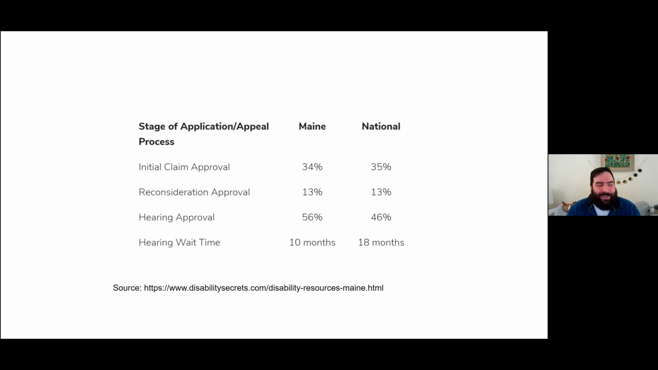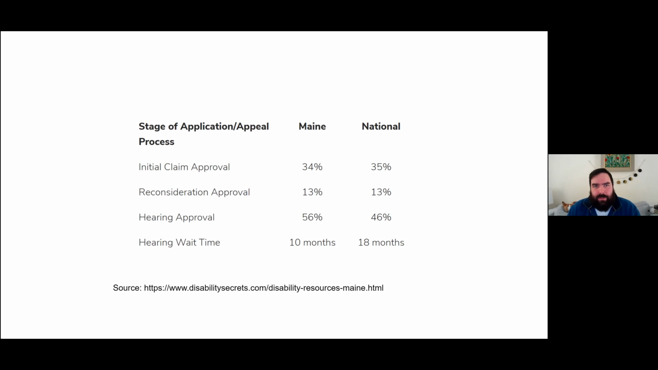And then this is probably my least reputable source, but it was the only place I could find the data, is disabilitysecrets.com. It sounds like a terrible website, but it had a lot of really cool information on it. They sort of build a website around how do you get data as someone applying for disability when it's not easy to find on government websites. So even though it's very cheesily named, I thought it was really interesting that we are right around national averages, other than hearing approval, which is at 56%, which is actually good and higher for us, and the hearing wait time, about 10 months.